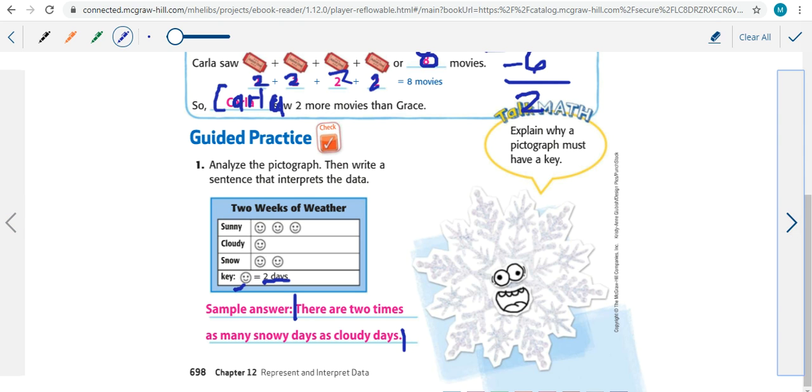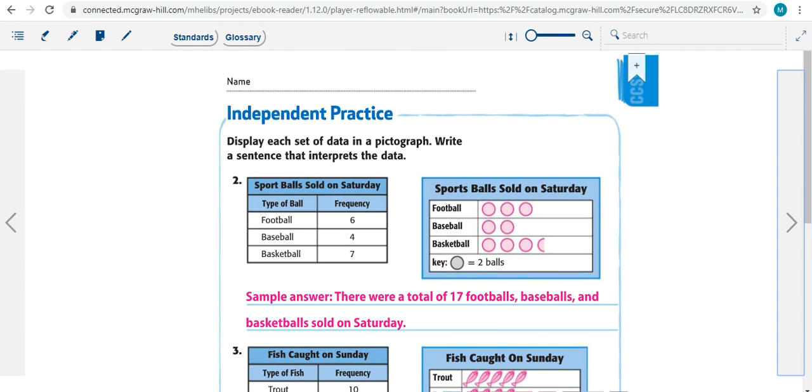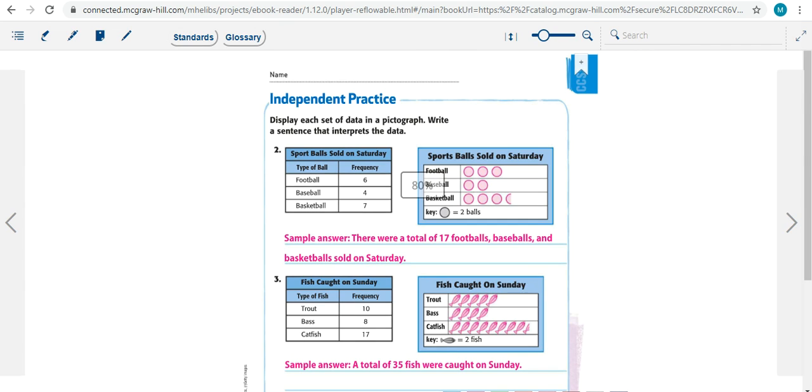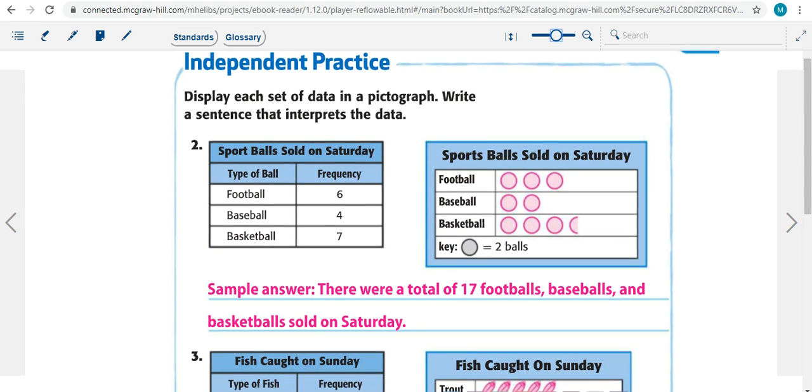Okay, now turn your pages. Now, let's do this part together. Now, display each set of data in a pictograph. Write a sentence that interprets the data. Now, sport balls sold on Saturday. Now, we know that the types of ball are football, baseball, and basketball. The frequency is 6 for football, baseball 4, and basketball 7.